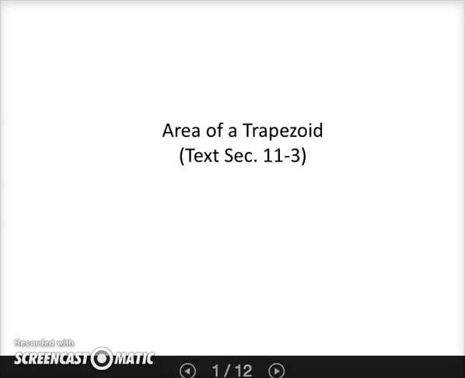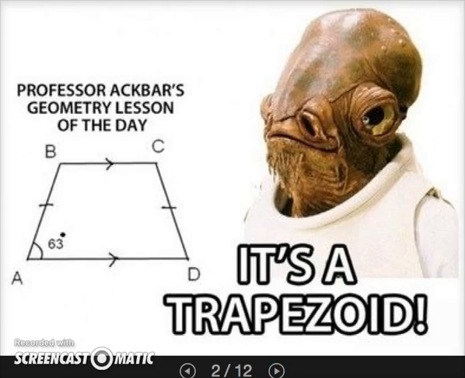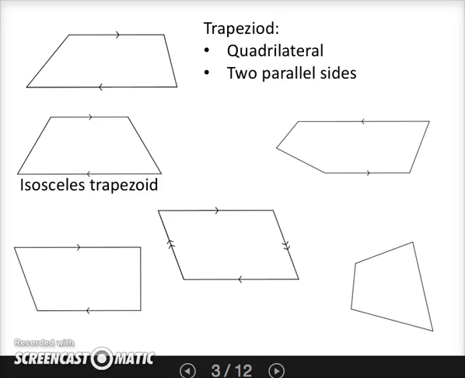This video is about the area of a trapezoid. It's found in your text in section 11-3. So what is a trapezoid? We define a trapezoid as being a quadrilateral that has two parallel sides.